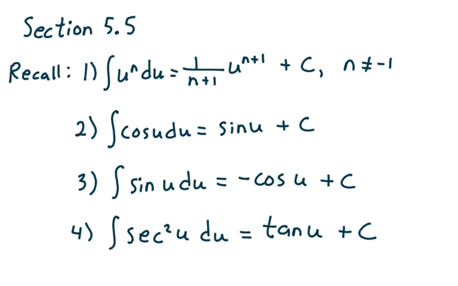So we're looking for a family of functions whose derivative is what we're looking for, like in this case, in number 4, we're looking for a family of functions whose derivative ends up being secant squared u. Okay? Now, with that in mind, let's take a look at some examples.